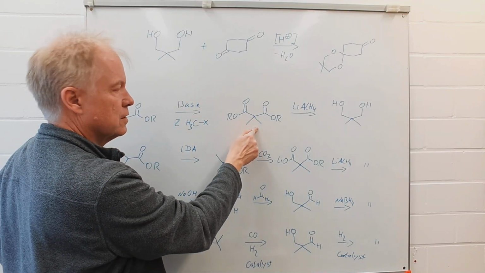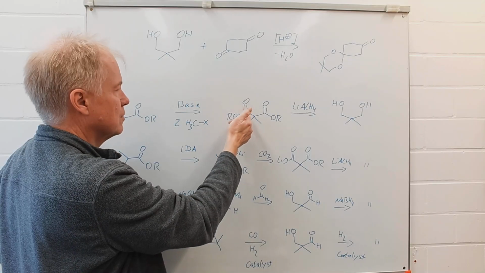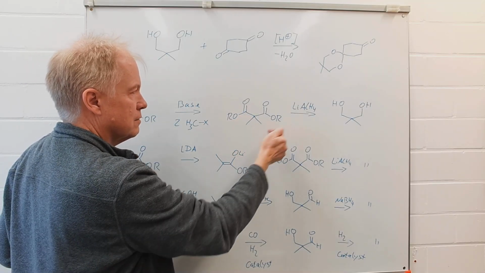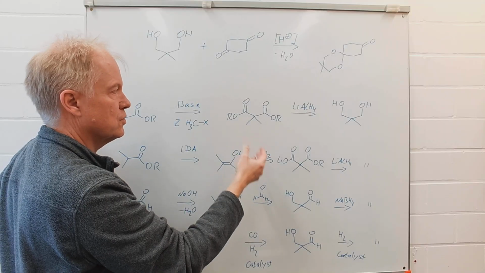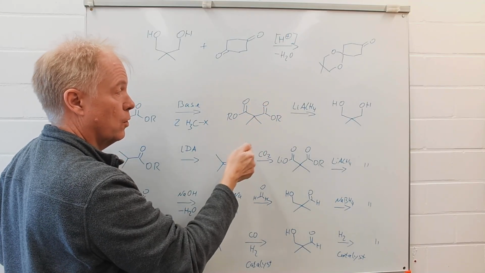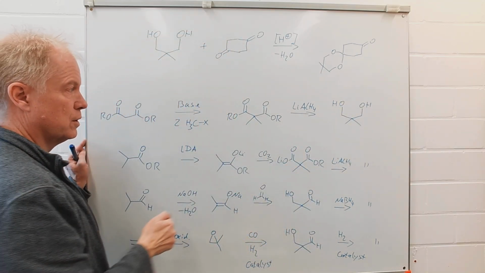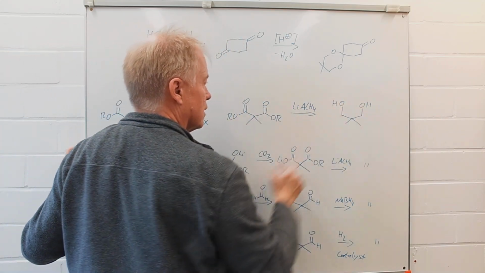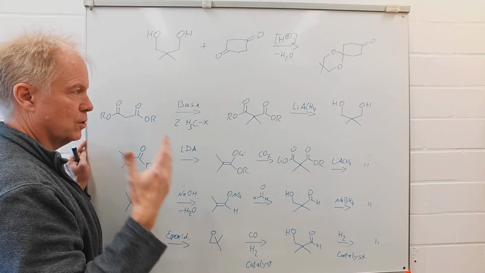Well, we will get the doubly alkylated product, and reduction with lithium aluminum hydride enables us to transform an ester or an acid to a hydroxymethyl group. This done twice and we are at our target molecule.